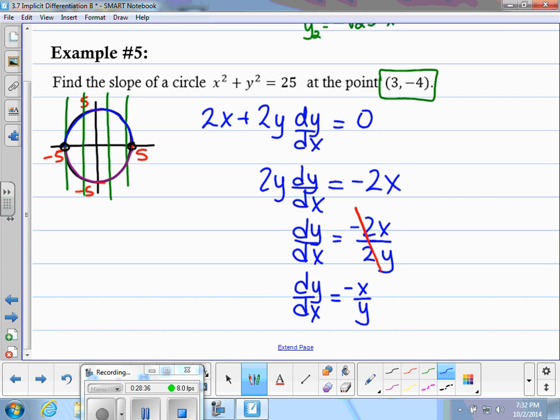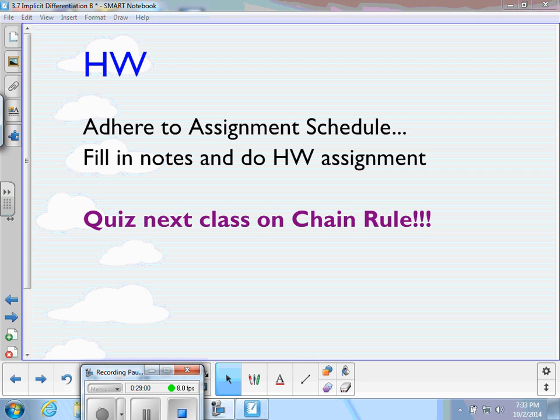All right, so there's my slope, right? Because in this class, the slope is the derivative. And I'm going to plug in my points, and that's it. So negative x, which is 3, and y, which is negative 4. The negatives cancel out, so my slope is 3/4. And that's it. Okay?